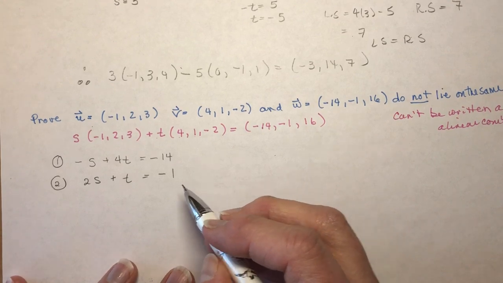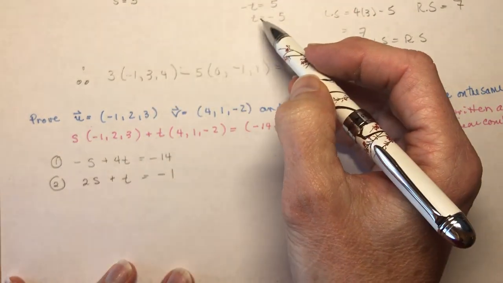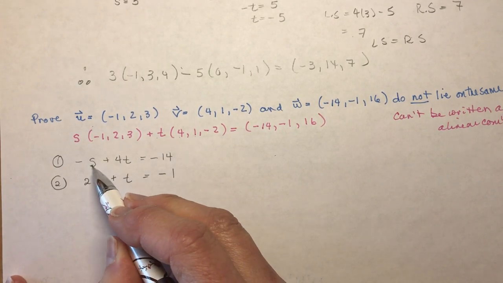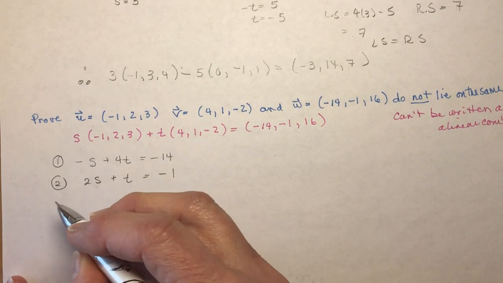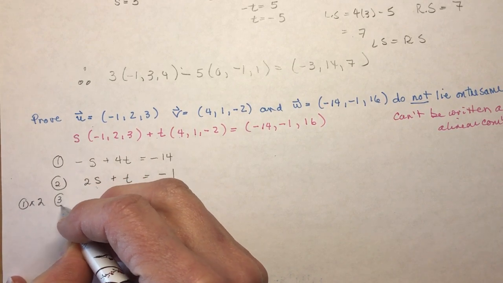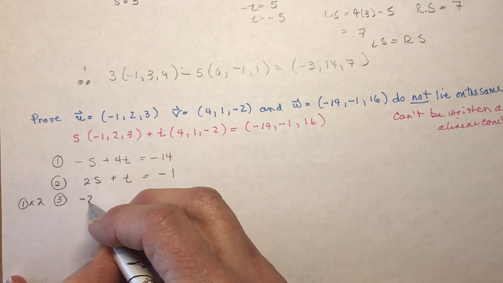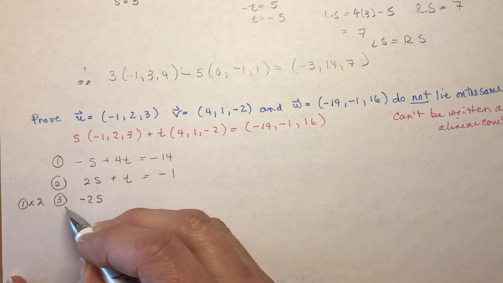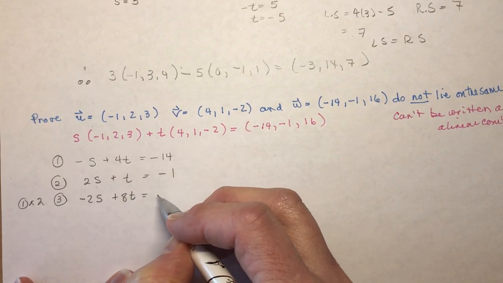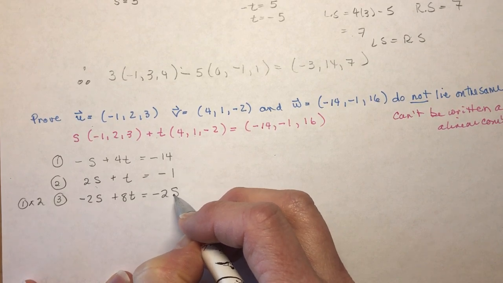Okay, so I want to use elimination this time, which is what I said might happen sometimes. This is one that it is. So I'm going to multiply equation 1 by 2. So I have 2 S's here. So 1 times 2 gives me equation 3 here. So I get minus 2S. And 2 times this is 8T. And 2 times negative 14 is minus 28.